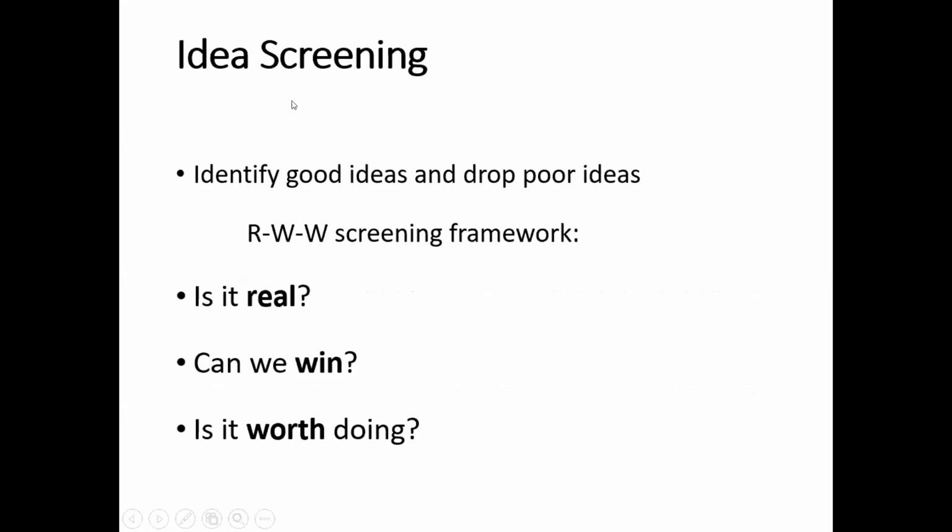And the next step is idea screening. Identify good ideas and drop poor ideas. In idea screening, there is the R-W-W test: Is it real? Can we win? Is it worth doing?